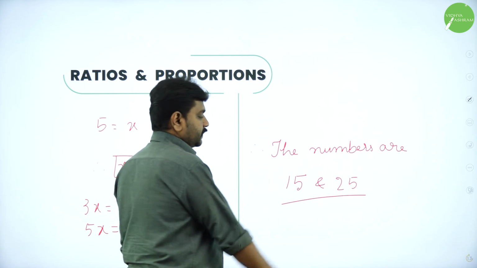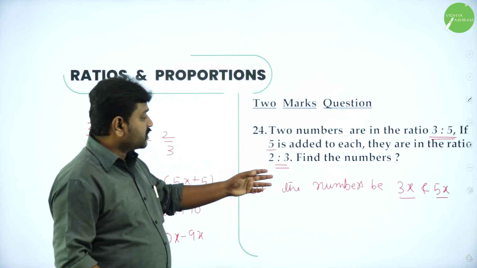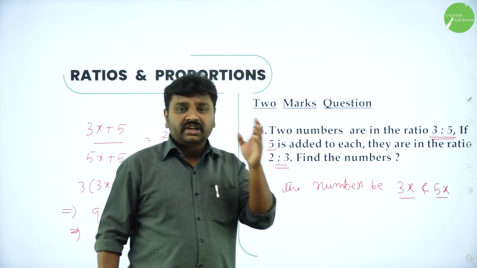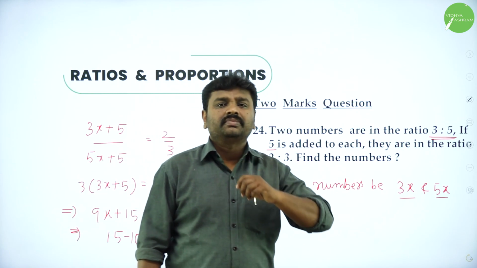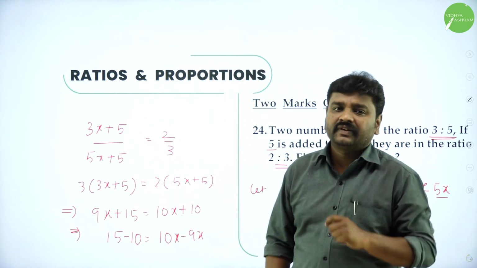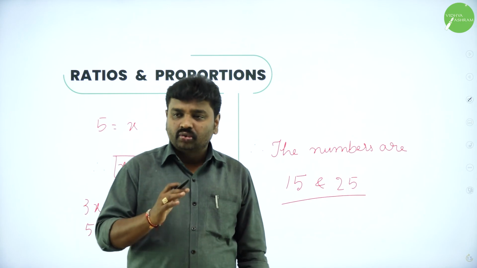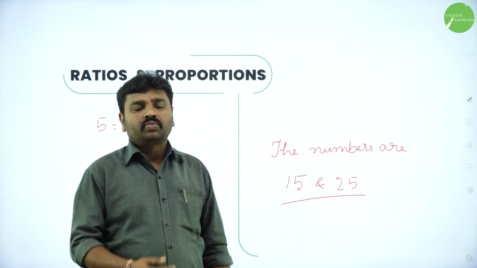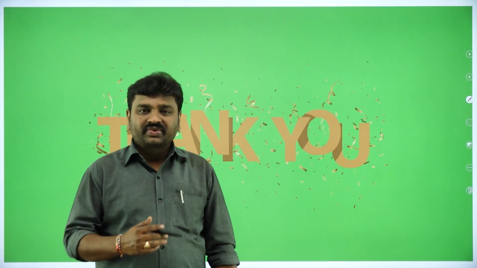These are the numbers. So always when they give the numbers in a ratio and ask you to find the numbers which are in the ratio 3 is to 5, you should take the numbers as 3x and 5x. So till now I have done standard 2 markers. We'll continue with some more problems in my next session. Thanks for attending. Thank you.